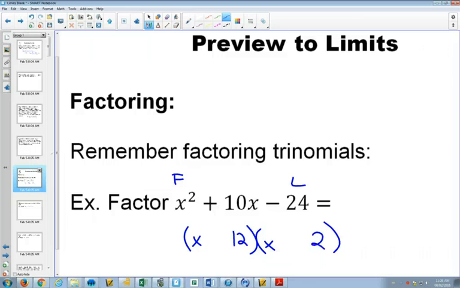And once you figure out that 12 and 2 makes the last one, the outside gets multiplied together. The inside would get multiplied together when you multiply it all through. And you need to get a positive 10x. So it makes sense that your 12 would need to be positive and your 2 would need to be negative.